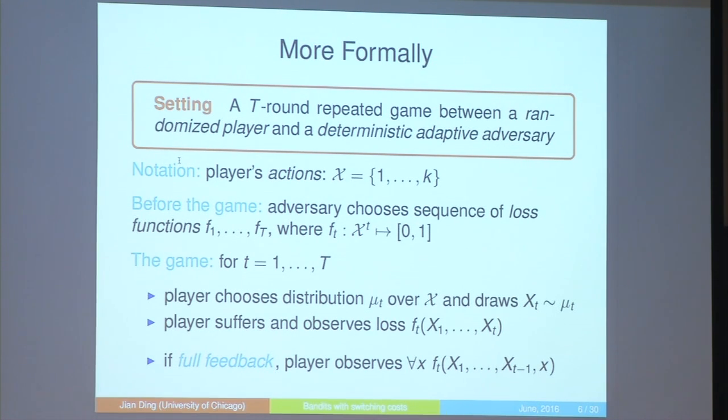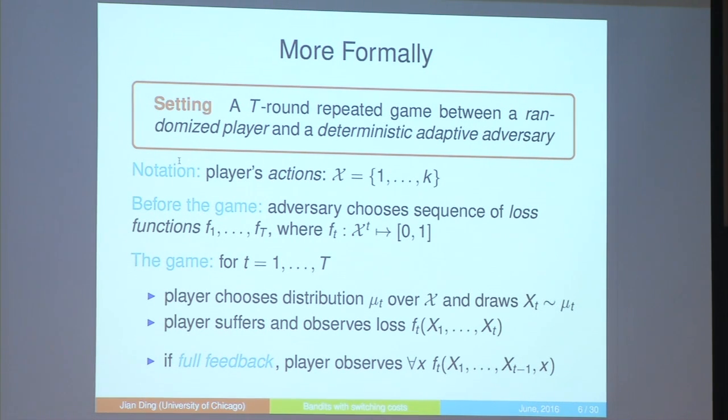Okay. So now let's be even a bit more formal than 2 minutes ago, where we try to set up a mathematical framework for what we're talking about. No more stories. So the setting is we have a large time T rounds, a repeated game, between a randomized player and a deterministic adaptive adversary. The player has K actions, where the action space is X. Even though for most of the results K can be arbitrary, for the purpose of enjoying this talk, you can just imagine that K is equal to 2. The difficulties are the same.